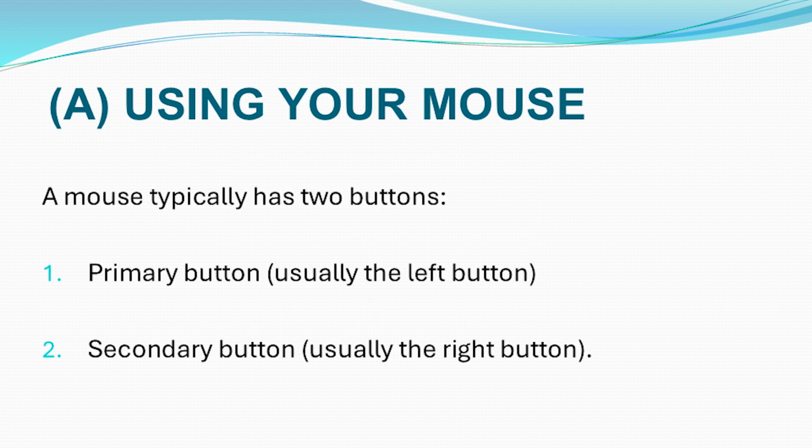Using your mouse. Just as you might use your hands to interact with objects in the physical world, you can use your mouse to interact with items on your computer screen. You can move objects, open them, change them, throw them away, and perform other actions, all by pointing and clicking with your mouse.